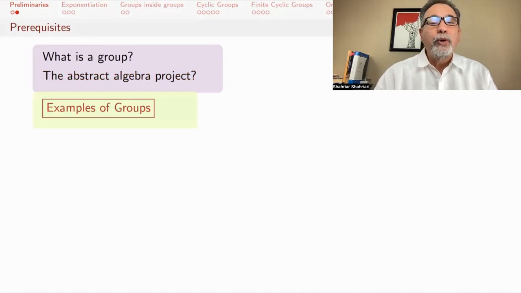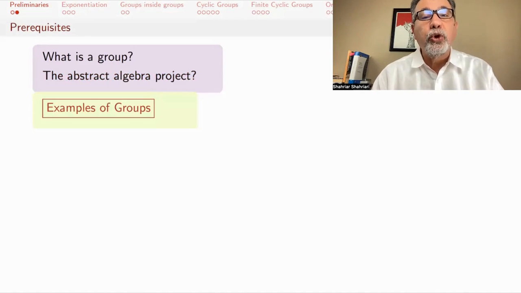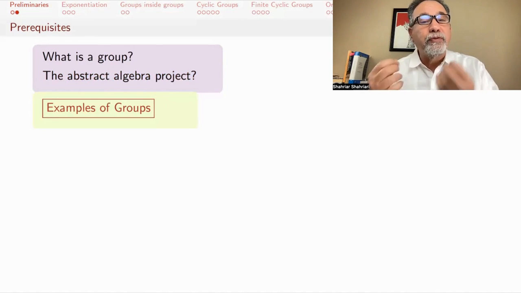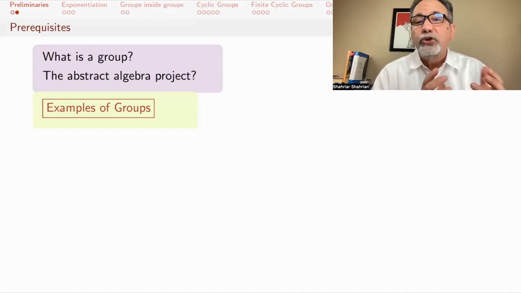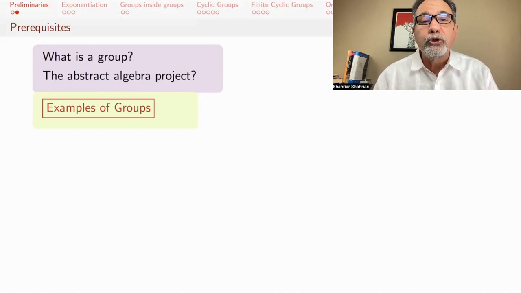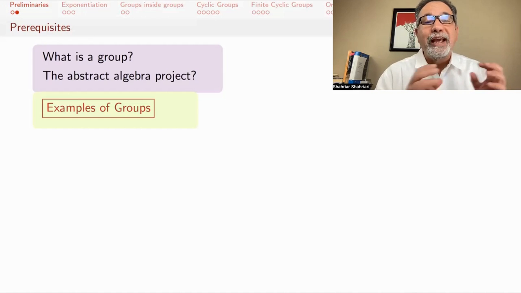But more importantly, whenever we want to work with groups, you need to know some examples of groups. In terms of the theorems that I prove, the examples really don't matter because I'm proving things in general for all groups. And so my arguments should be true regardless of any examples. But it's very hard to build intuition or understand what's going on without looking at examples.